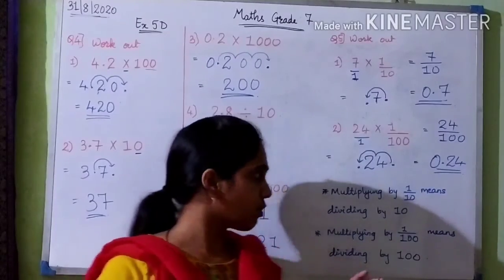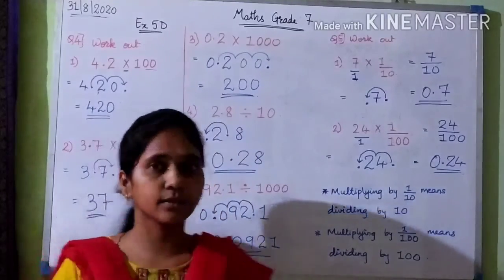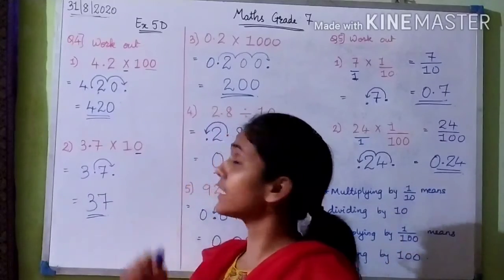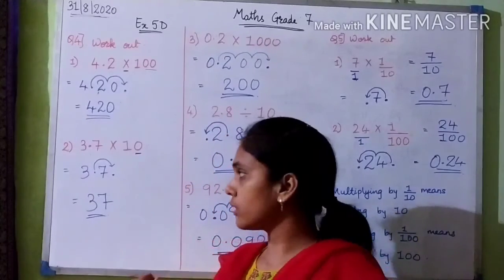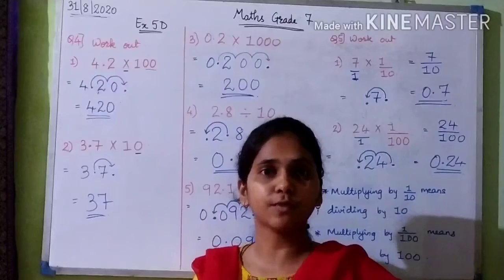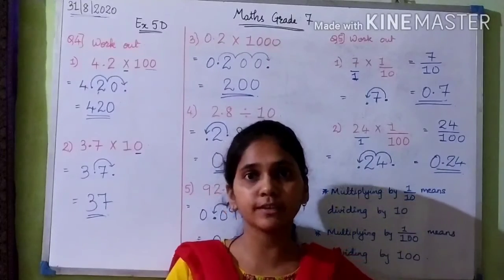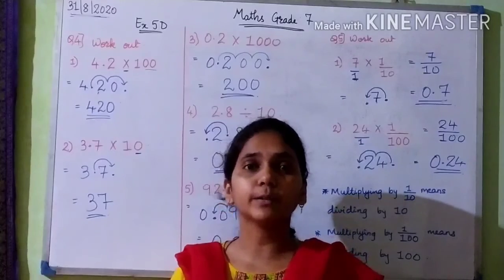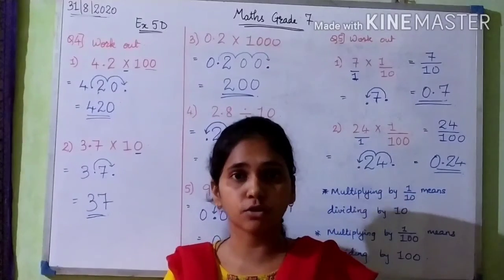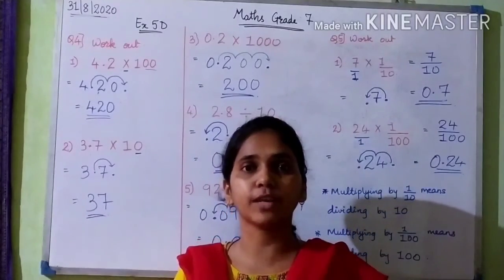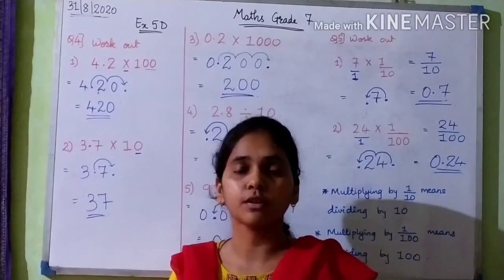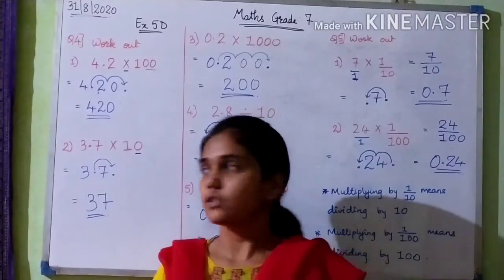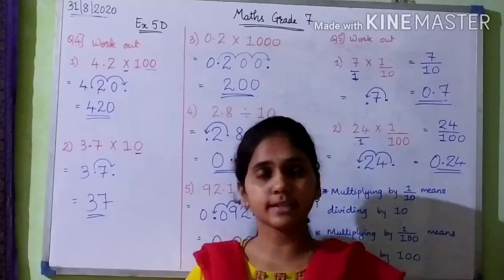So this was it. We end with exercise 5D. So this was all about exercise 5D. It is very simple. It is just a revision of grade 6. Here we just had to see how we multiply or divide numbers by powers of 10, which means 10, 100, 1000 and so on. So this was all about exercise 5D.